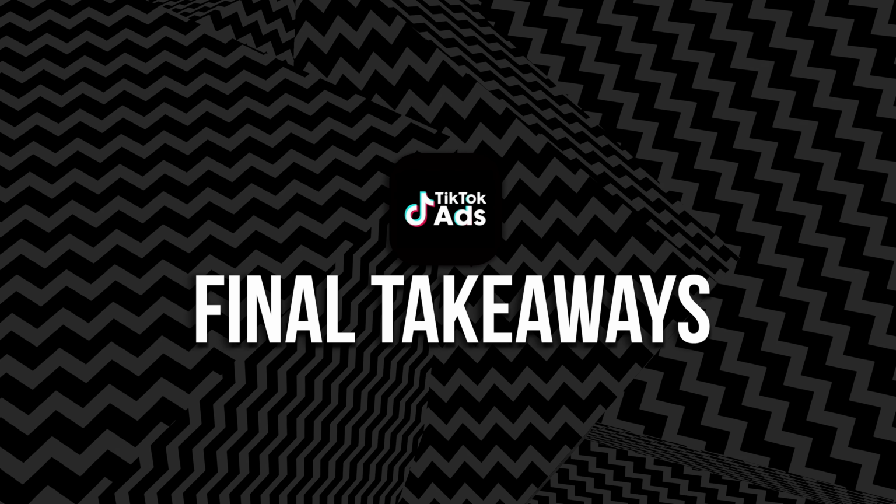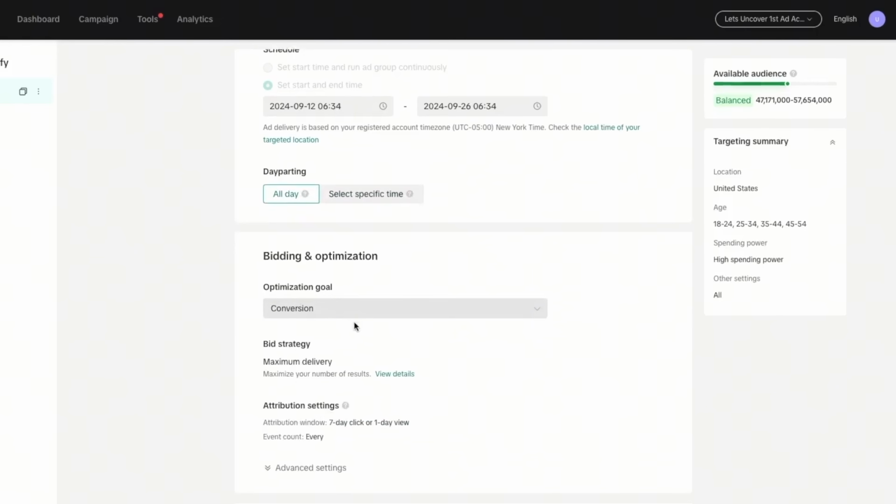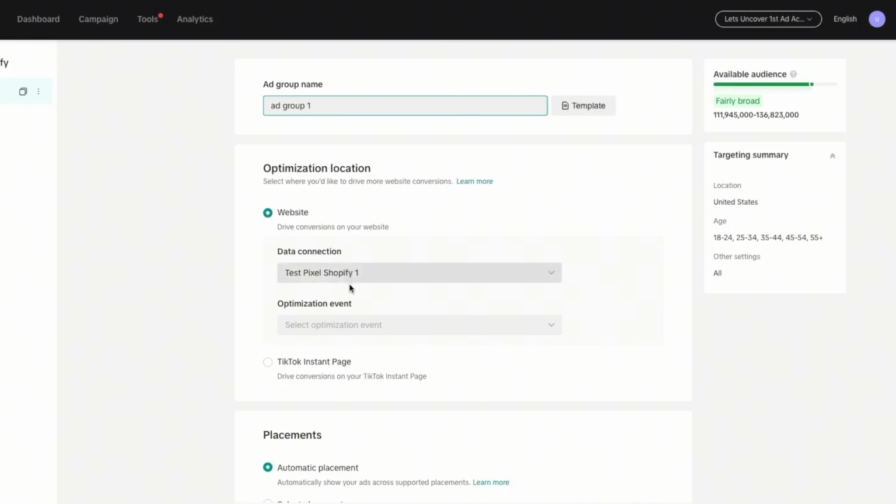Here are the final takeaways. If your TikTok ads aren't spending, it's not random, it's mechanical. There's always a reason. Usually it's budget too low, bid too restrictive, creative too weak, or pixel not optimized. Follow a structured checklist instead of reacting emotionally. When you approach it systematically, you solve it faster.